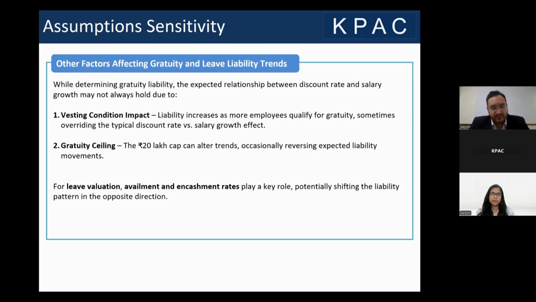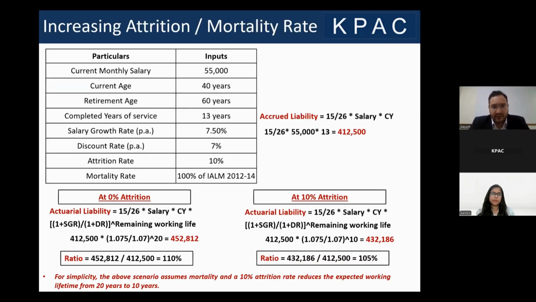In the next example, we would try to explain the calculation. In this scenario, we have increased our attrition rate from 0 to 10%. You will see all the other assumptions are still the same. The salary is 55,000, the current age is 40, the retirement age is 16, the completed age is 13, the salary growth rate is 7.5%, which was our initial assumption, and the discount rate was 7%. In that case, our actual liability was coming to be 4,52,812. So when the attrition rate was 0%, we were seeing the liability to be 4,52,812.